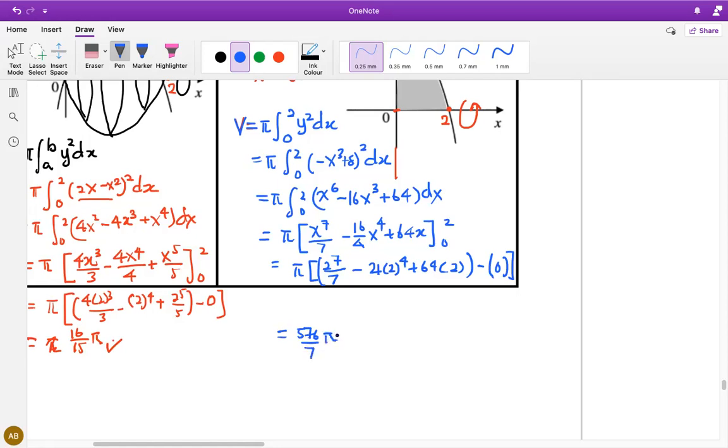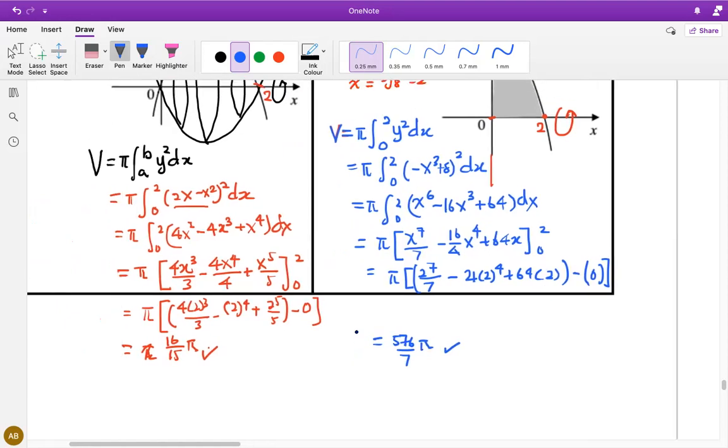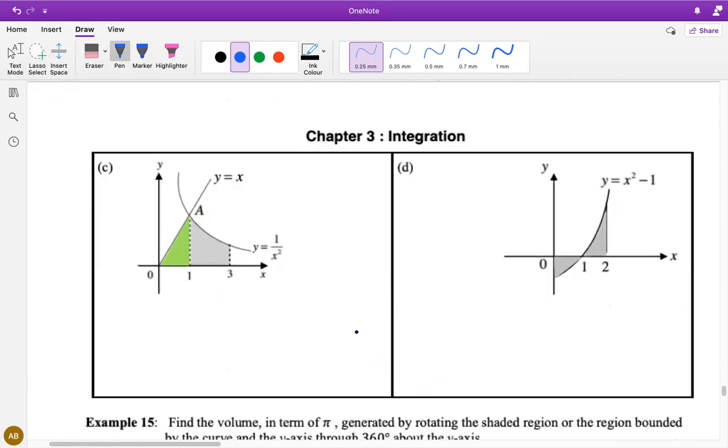Okay, so let's check our answer. 2 to the power 7 over 7 minus 4 times 2 to the power 4, then plus 64 times 2. So it's 5767 pi. Okay, so correct. So this is how you get the answer.